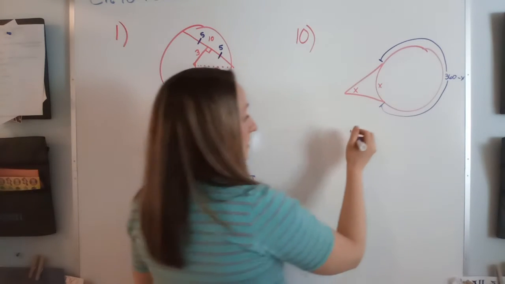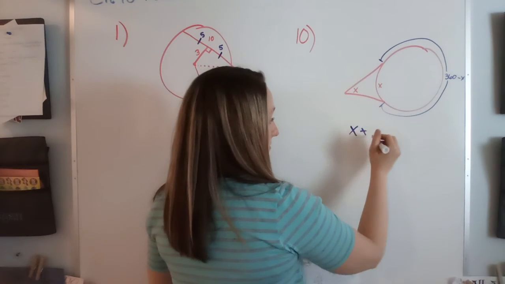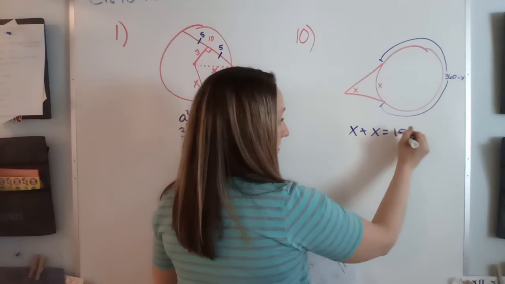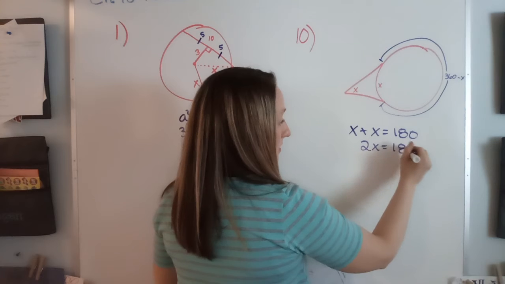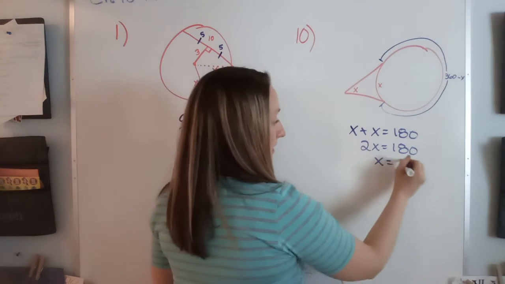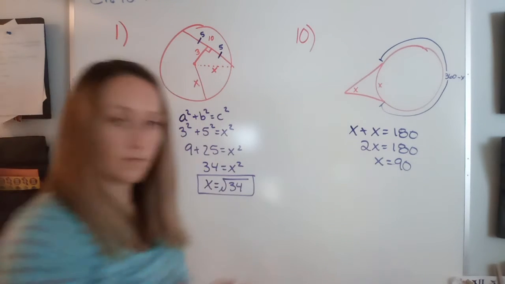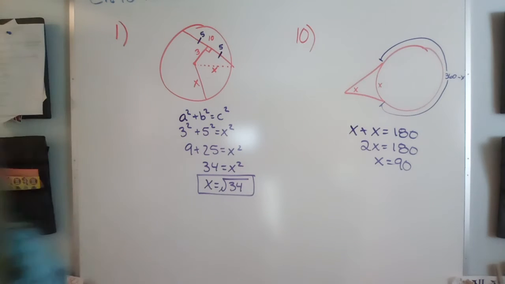So you're going to have x plus x equals 180. That's 2x equals 180. Divide by 2, x equals 90. Okay? So that's a fast, easy way of doing that problem. Let's look at number 11.